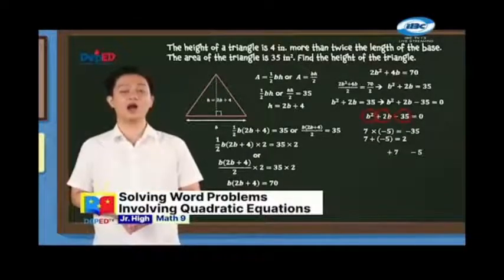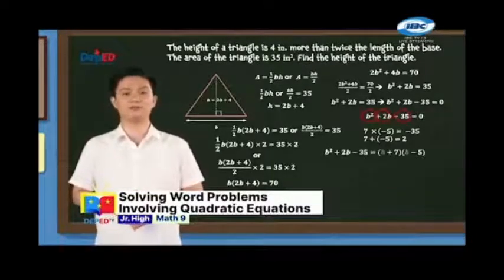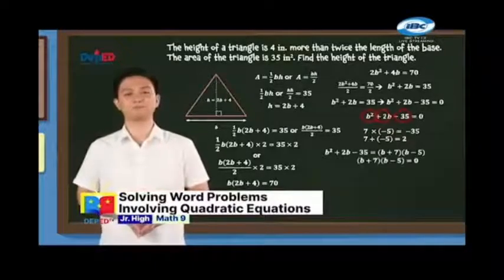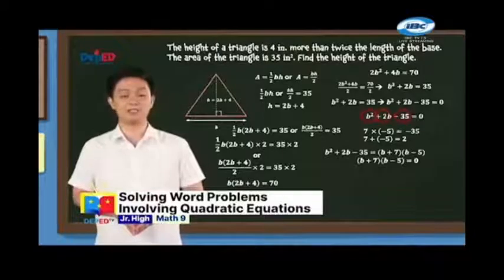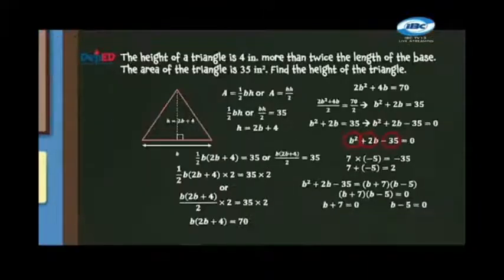7 and negative 5 are the constant terms in the binomial factors of the trinomial b squared plus 2b minus 35, while the first terms are of course both b. Hence the equation b plus 7 multiplied by the binomial b minus 5 equals 0. When equated to 0, b plus 7 and b minus 5 will yield the values negative 7 and 5 respectively.